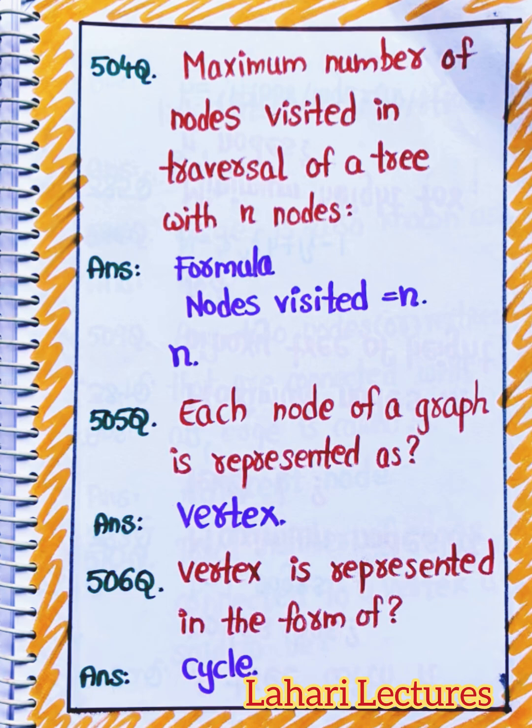Maximum number of nodes visited in traversal of a tree with n nodes is n. N is the answer.